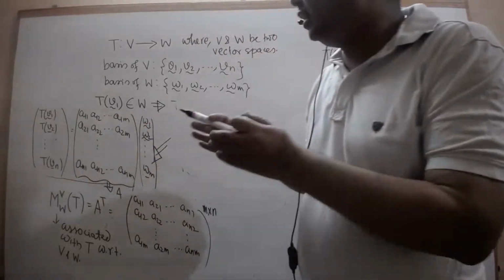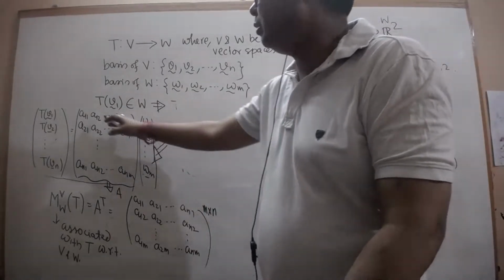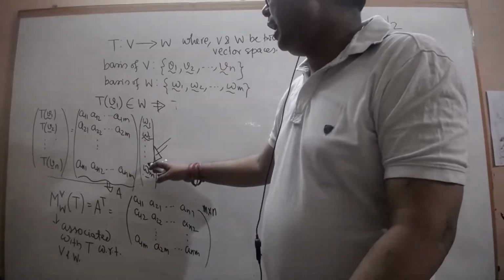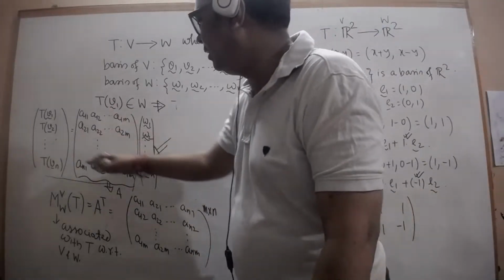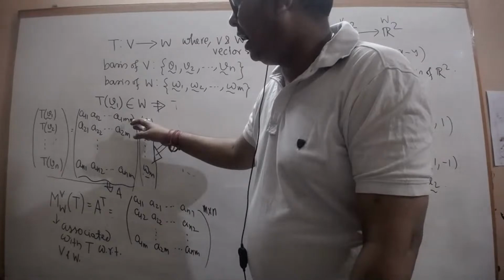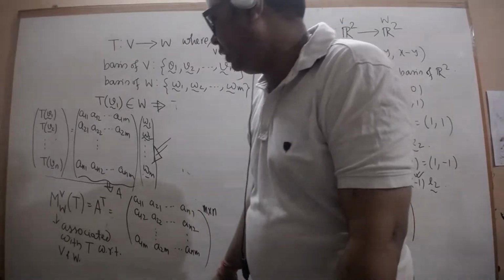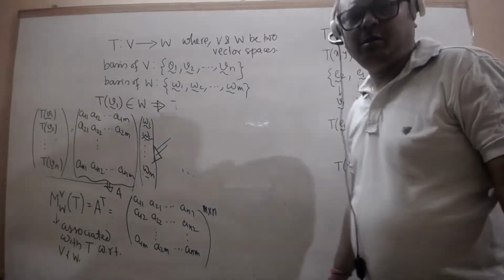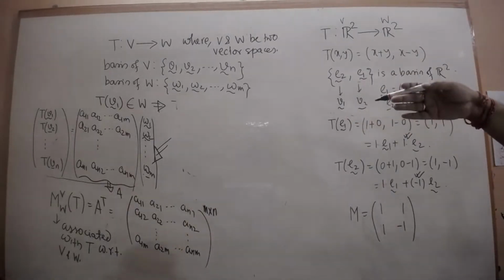Because T(v1) is a vector belonging to W, this can be written as a linear combination: a11 w1 plus a12 w2 plus up to a1n wn. Similarly T(v2) up to T(vn), and you can represent this in matrix notation. And I denote this matrix by A, and the associated matrix of T with respect to V and W by A_T. So now my job is to take a different example of how to find M_T.